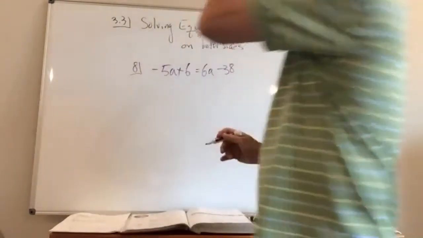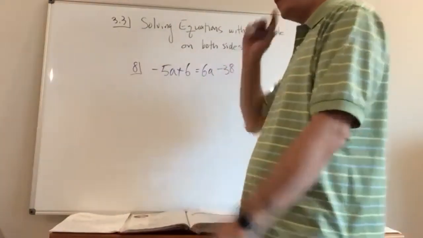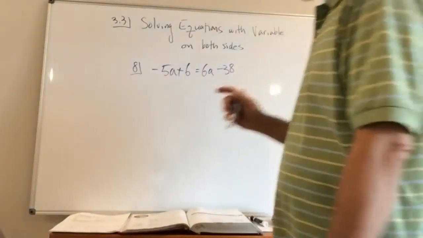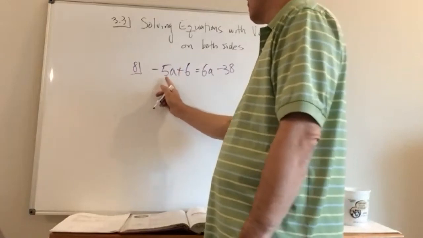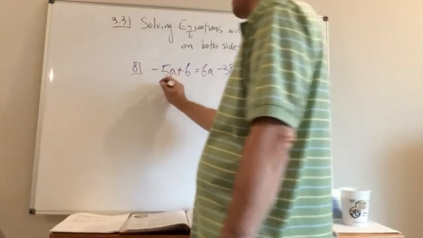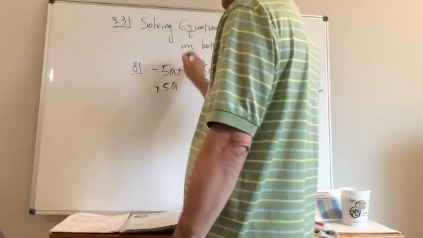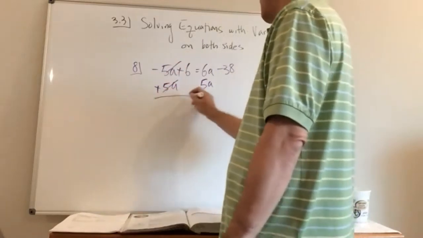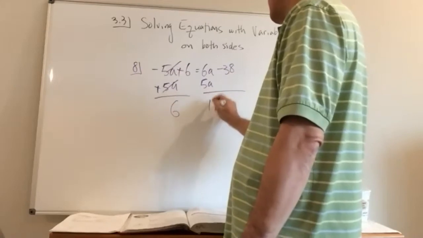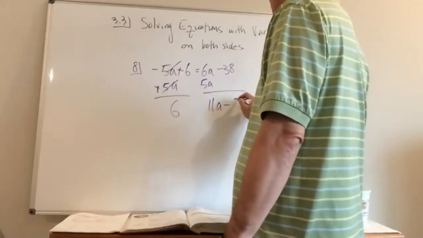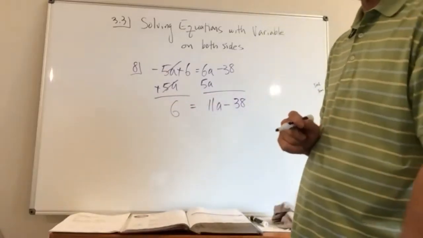Okay. So here we have minus 5a on one side and we have 6a on the other side. I want to get rid of this one, right? Because I don't want to deal with the negatives. So let's go ahead and add 5a on both sides. If I add 5a on both sides, the 5a's go away. I end up with 6 here. Over here, I have 6a plus 5a is 11a minus 38. Okay, we follow so far?